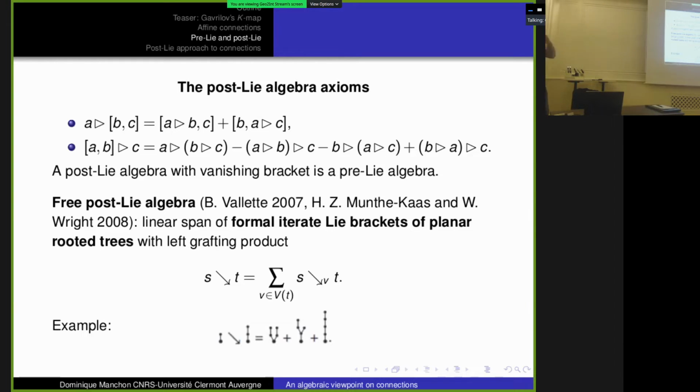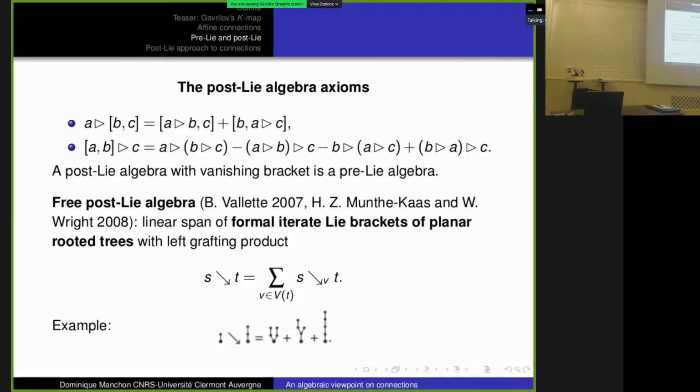There are two comments to be made here. First of all, you will say to me, okay, this one is just copy-pasted from the previous slide. That's true. But it does not have the same meaning at all, because now the trees are planar. That means that here, for example, in this middle tree, the long branch is on the left, and if the long branch were on the right, it would not be the same tree.